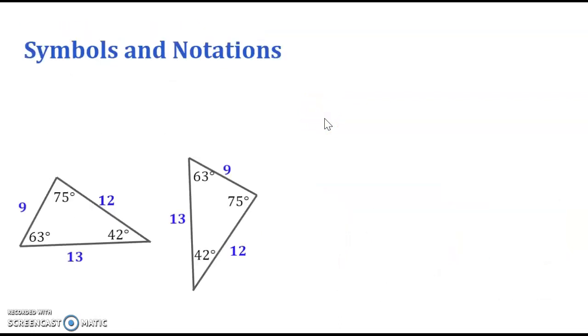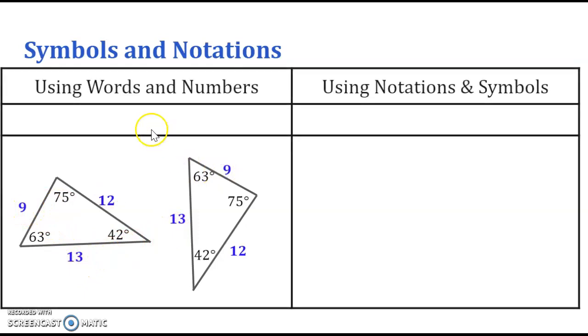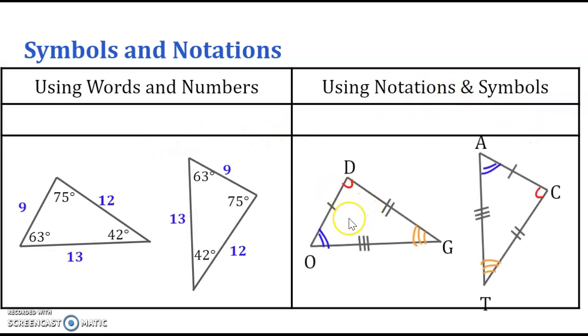Alright, so before we get right into it, we're going to go into symbols and notations. So you can tell that these two triangles are congruent because they have the same corresponding angle measures and the same corresponding side length measures. Okay, so we can describe the congruence using words and numbers, but we can also use notations and symbols. Notations and symbols look like this.